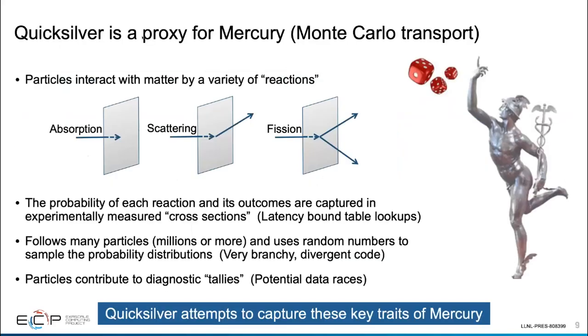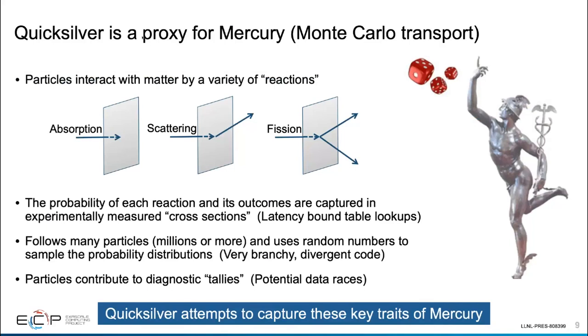So I want to talk a little bit about how one goes about developing a benchmark problem. And I'm going to talk about a proxy app that I've helped develop called Quicksilver. Now, Quicksilver is a proxy app for a production application called Mercury. And it was designed to capture three aspects of Mercury.